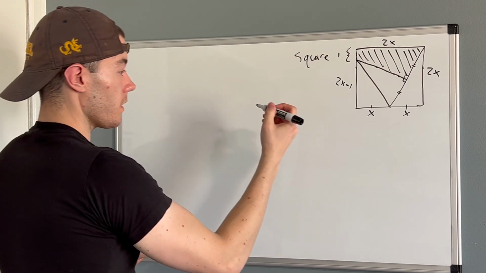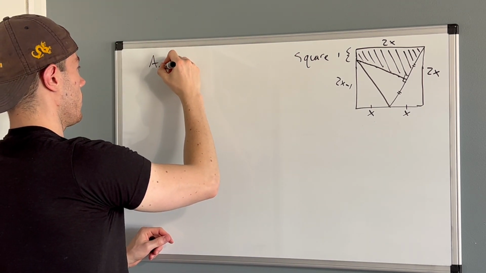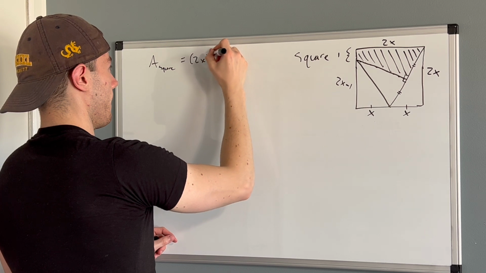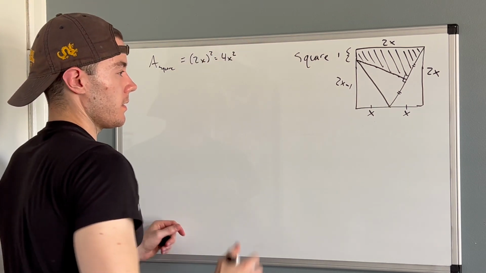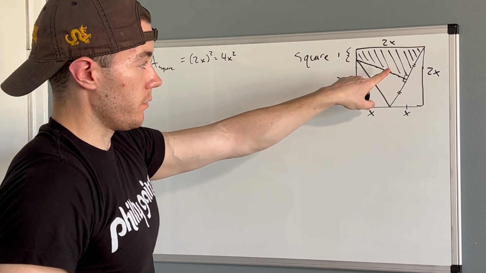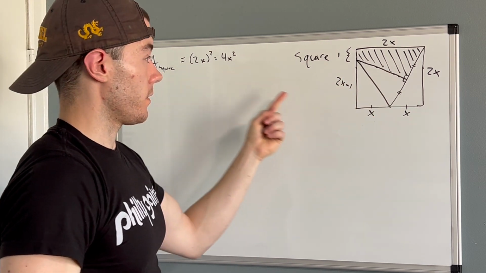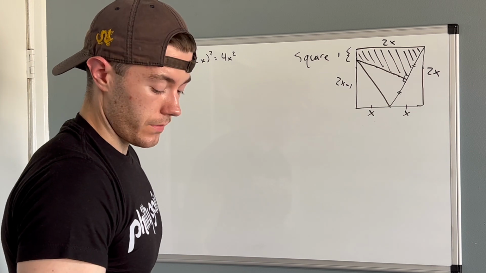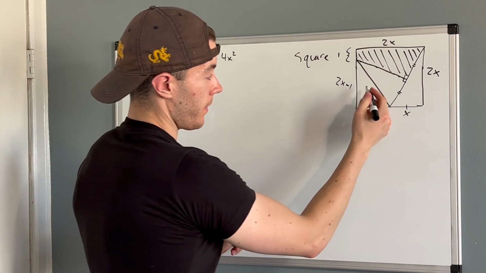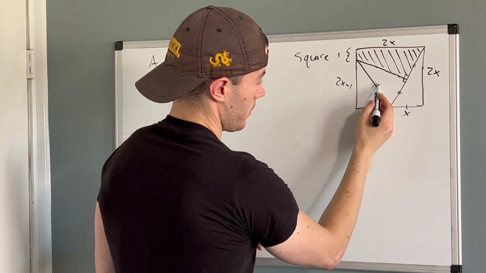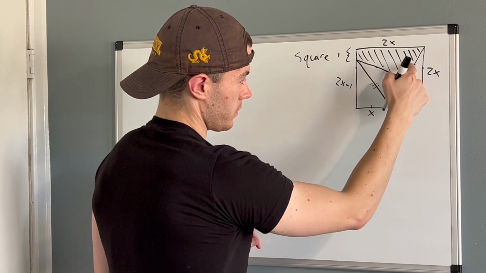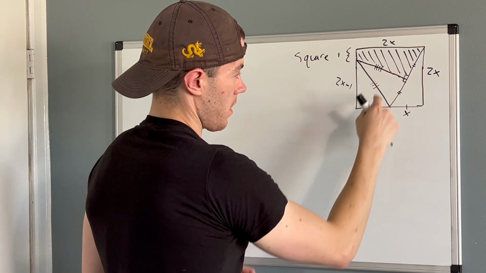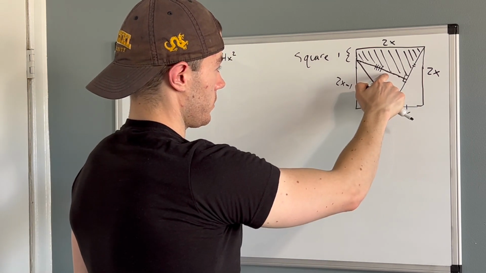So the area of the whole square is equal to 2x squared, equals 4x squared. And the area of the shaded region is going to be the area of the whole square minus the area of each of these three triangles. I'm going to label the hypotenuse of this triangle as 3. So this is 1, 1, 2, 2, 3. And I'm going to call this one 4, the side of this triangle.